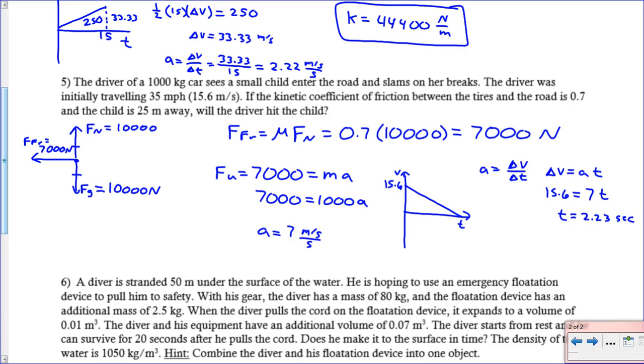Then I can calculate the area of this to figure out the distance traveled, and I get distance equals 1/2 times 15.6 times 2.23, just the area of the triangle here. If you calculate that, you get 17.4 meters. And so it takes 17.4 meters for the woman to stop, which means that she does not hit the child because the child is 25 meters away, right? So 17.4 is less than 25, which means the child is okay.